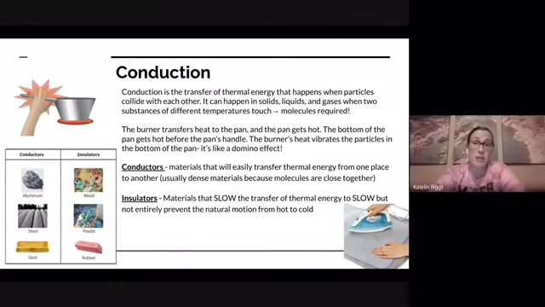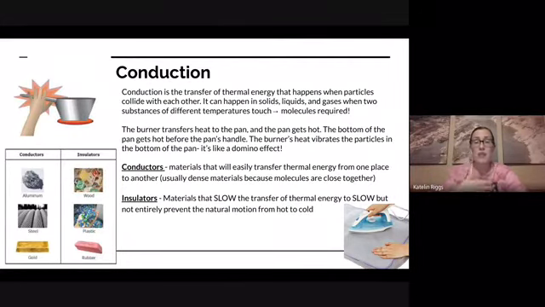Good conductors are materials that are going to do that really, really easily. It's usually things that are dense because the molecules are closer to one another, so for one to impact the other is a lot easier. You can kind of think of it from your Rube Goldberg projects. A lot of you had some sort of domino effect.